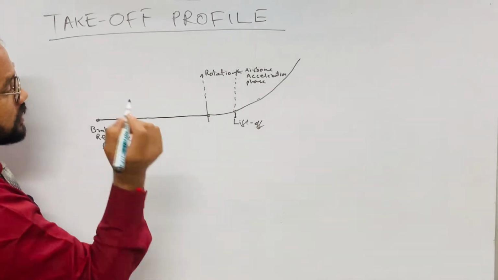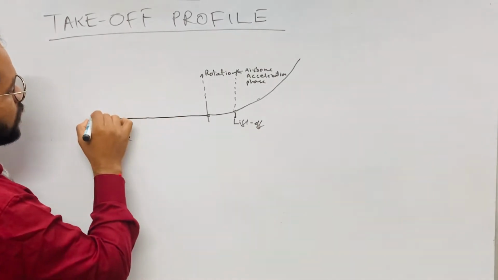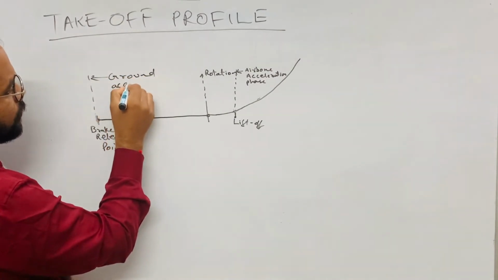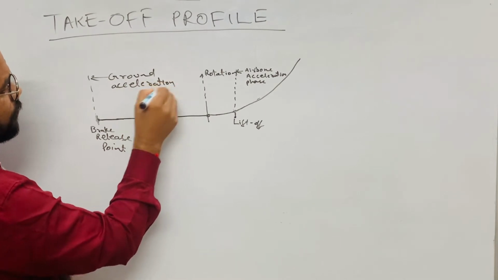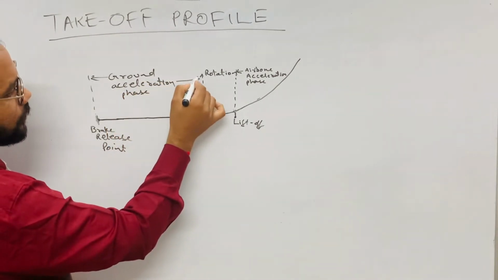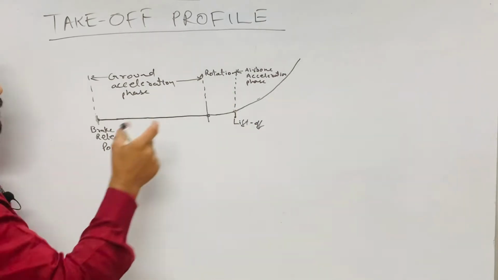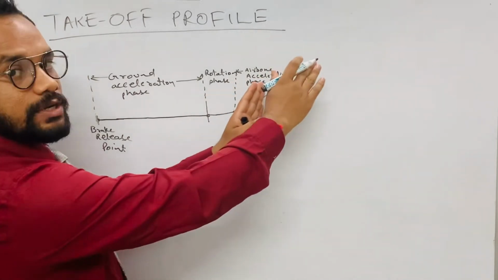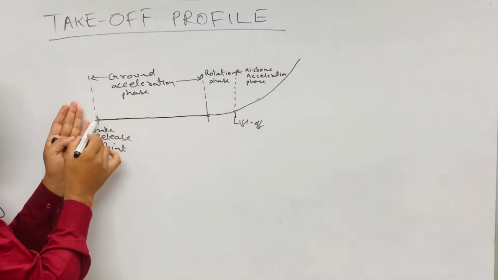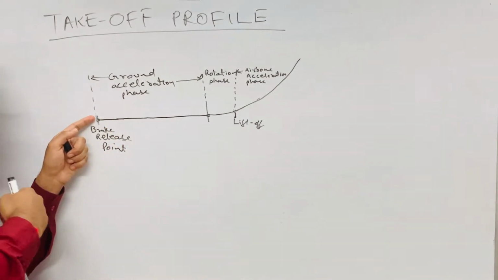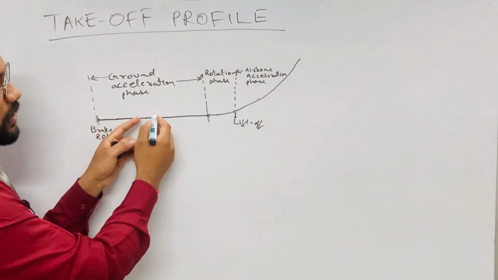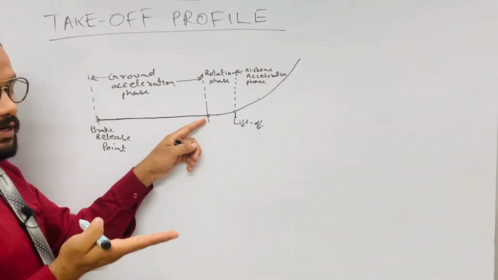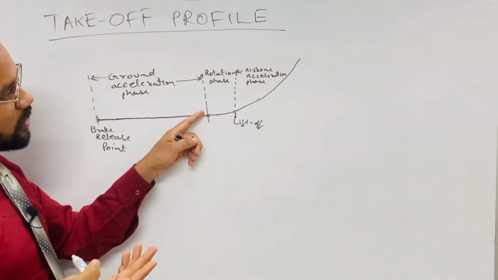And let me tell you friends, this phase from this point till this point is called the ground acceleration phase. So what all do we have? We have ground acceleration phase, then rotation phase, and then airborne acceleration phase. The ground acceleration phase starts from this point where you put off the brakes and apply the takeoff power, then the aircraft achieves acceleration until this point. At this point, the pilot pulls the stick rearward so that the angle of attack is increased, and this marks the beginning of the rotation phase.